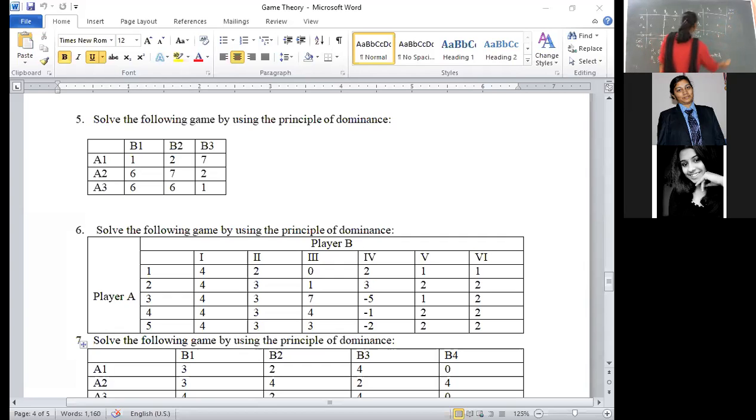What is the formula? Value of the game. We need to find out the value of the game. You know the formula right now. Value of the game is equivalent to A11 into A22.